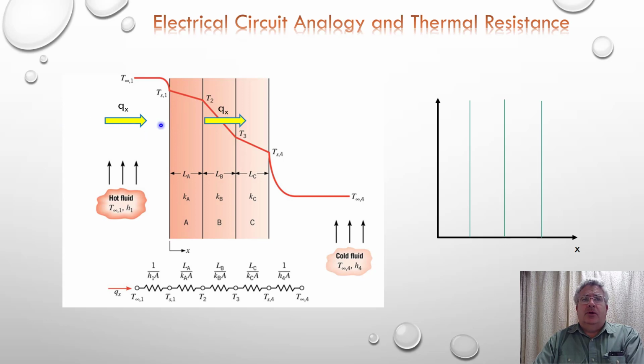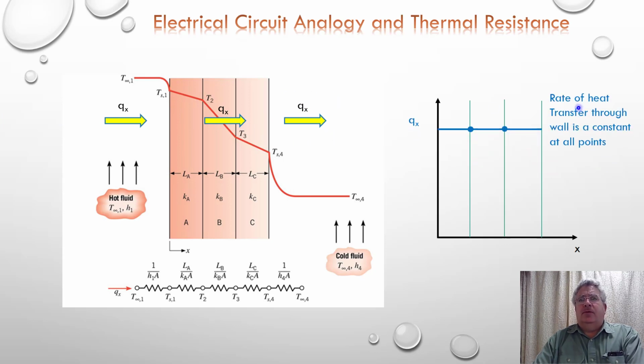And through all the layers, if there's a heat rate coming in the left wall, that has to be the same heat rate that's passing through each of these layers, and the same heat rate that's passing out of the wall. And what this will be, if I looked at a plot of Qx, the heat rate in the x direction as a function of x, it would be a constant. So the rate of heat transfer at all points within the wall is constant. But the temperature is going to vary as I move through the wall.